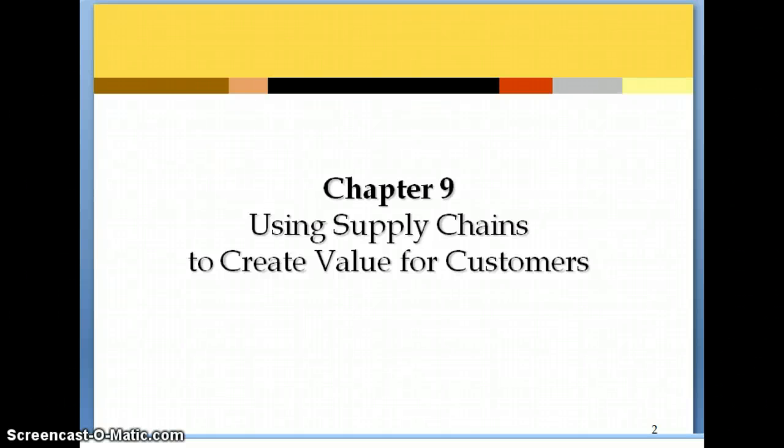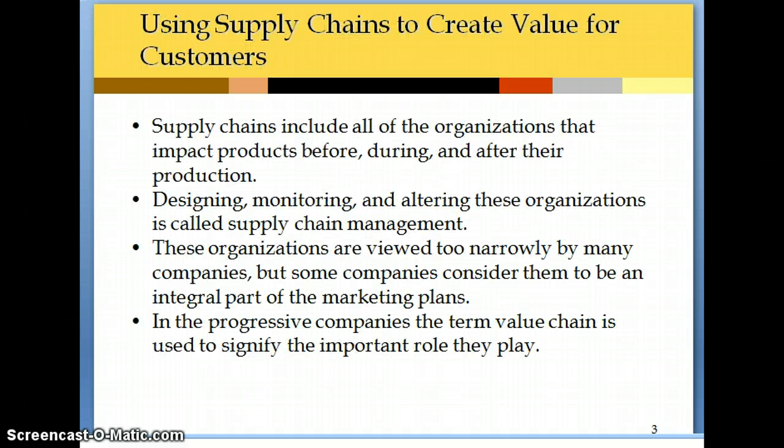Hello students, this week we are going to examine Chapter 9, Using Supply Chain to Create Value for Customers. Let's look at some of the learning objectives for this week. Number 1, explain why sourcing and procurement activities are important parts of supply chain management. Describe the reasons why the use of outsourcing and offshoring has grown. Explain some of the drawbacks companies face when they outsource their activities.